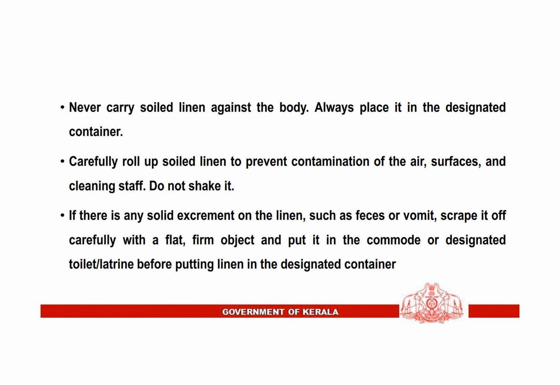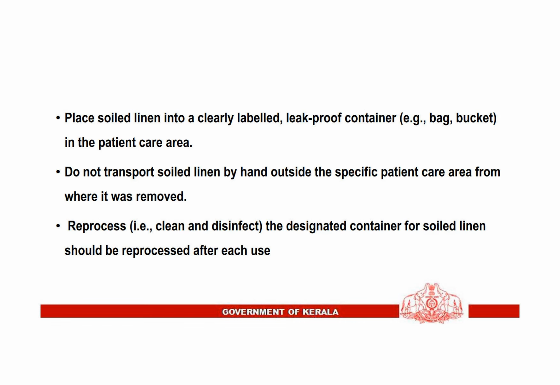Do not shake it. If there is any solid excrement on the linen, such as feces or vomit, scrape it off carefully with a flat, firm object and put it in the commode or designated toilet or latrine before putting the linen in the designated container. Place soiled linen into a clearly labeled, leak-proof container, for example a bag or bucket, in the patient care area. Do not transport soiled linen by hand outside the specific patient care area from where it was removed.